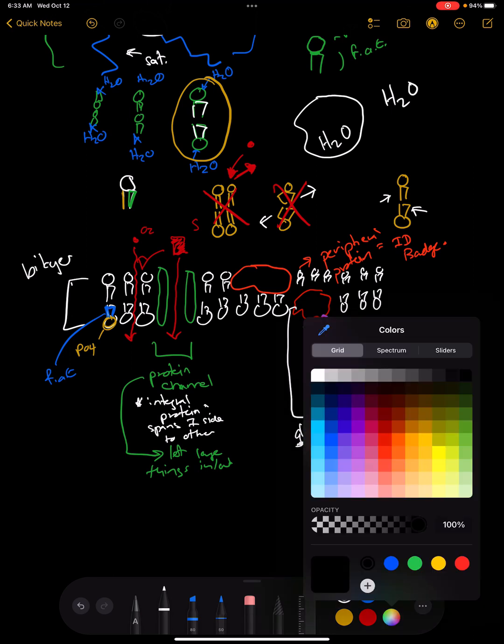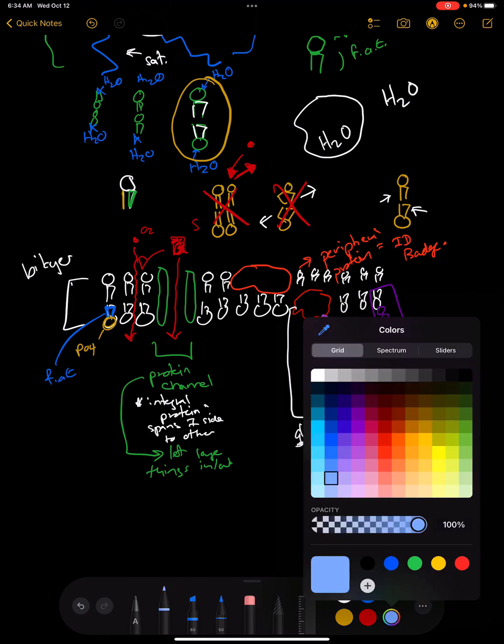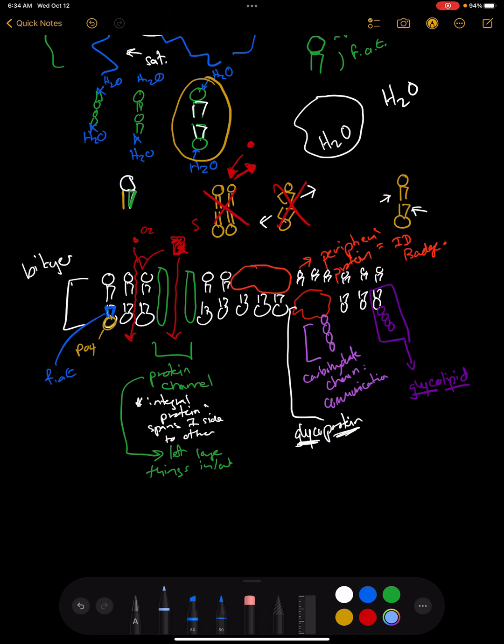All right, I can also add a carbohydrate chain to a phospholipid. So now this entire structure right here, instead of it just being a phospholipid, is a glycolipid, because of the carbohydrate chain attached to a lipid. Regardless of whether you're a glycoprotein or a glycolipid, both of them still aid in communication because of the carbohydrate chain. That's what allows them to talk to each other, carbohydrate chains.